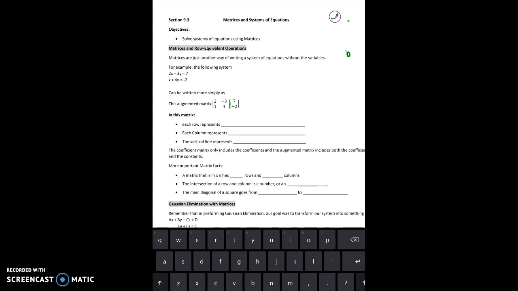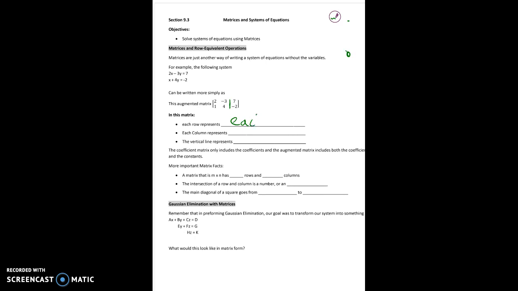So if we are looking at our matrix, each row represents each equation. Each column represents the variable or the constant. So for example, column 1 is the coefficients of the x variable, column 2 is the coefficients of the y variables, and column 3 is the constants. And so the vertical line that separates the two represents the equal sign.